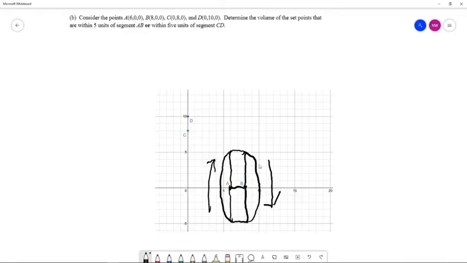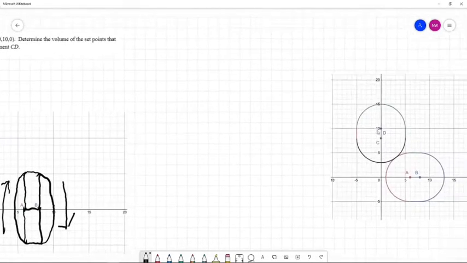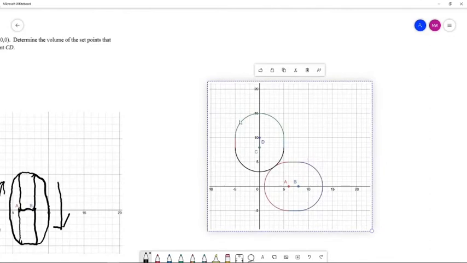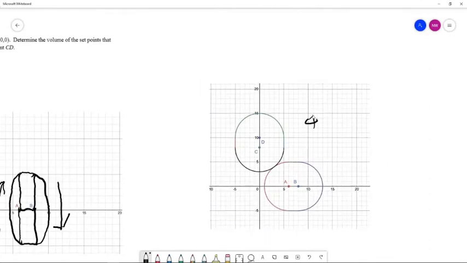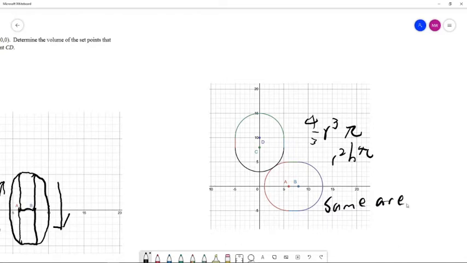We have to revolve everything around the x-axis to get two semispheres with radius 5 and one cylinder with height 2 and radius 5. We can add the two semispheres with radius 5 to get a sphere with radius 5. Using the sphere volume formula four thirds r cubed pi, we get that the volume of the two semispheres is equal to 500 pi over 3. Using the cylinder volume formula r squared h pi, we get that the volume of the cylinder is 50 pi. Adding the two volumes together, we get the total volume around segment AB is 650 pi over 3.